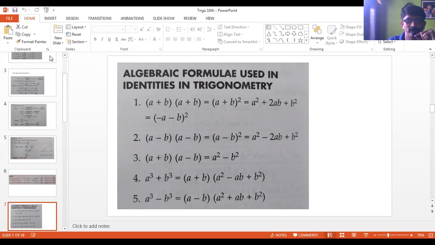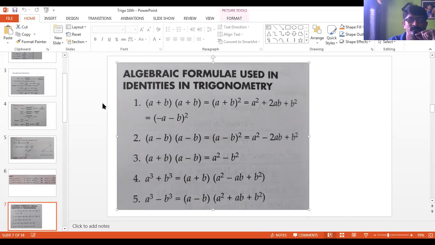Simple, a cube plus b cube is going to be a plus b into the bracket a square minus ab plus b square, isn't it? I hope you are writing: a cube plus b cube is a plus b into the bracket a square minus ab plus b square. And then what is a cube minus b cube, student? A cube minus b cube is a minus b into the bracket a square plus ab plus b square.